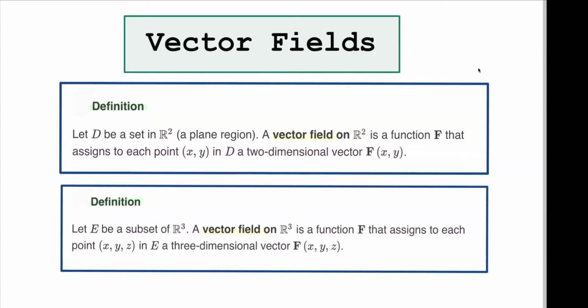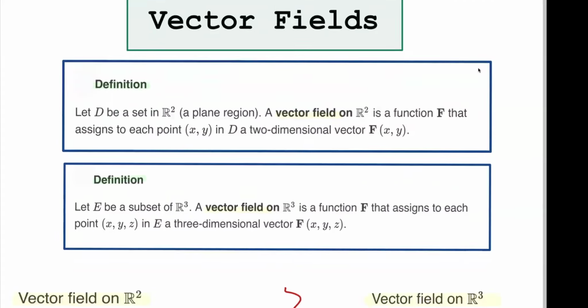Hello, everyone. In my previous lecture, I talked about vector fields. Vector fields are just functions which assign to each point a vector. So in 2 dimensions, every point in the plane is associated with a two-dimensional vector. In three-dimensional space, every point in space is associated with a three-dimensional vector.